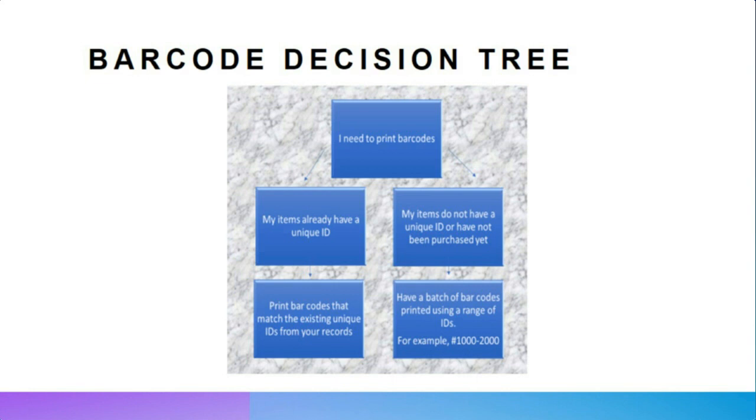Conversely, if my items do not have a unique ID or have not yet been purchased, we're going to go down the path of maybe having a batch of barcodes printed using a range of ID numbers. So we're going to let the system automatically generate a list of numbers here, and then at that point we'll assign those to the items once they are received, or maybe they're already there, and we're going to pair those barcodes up with those devices.